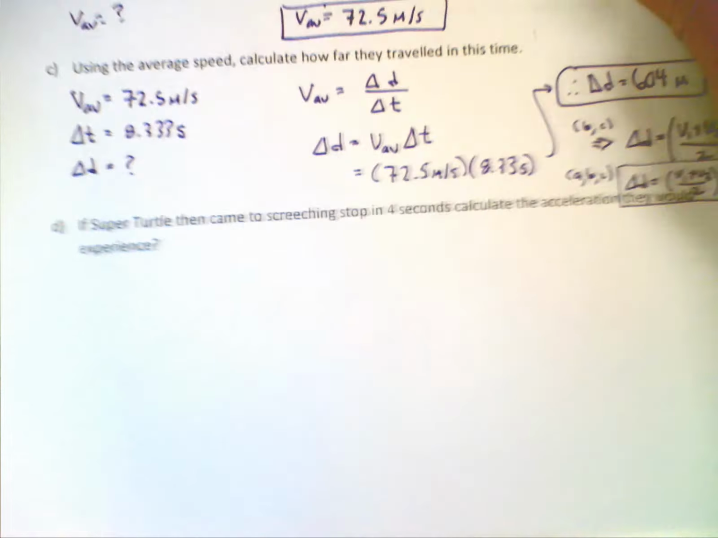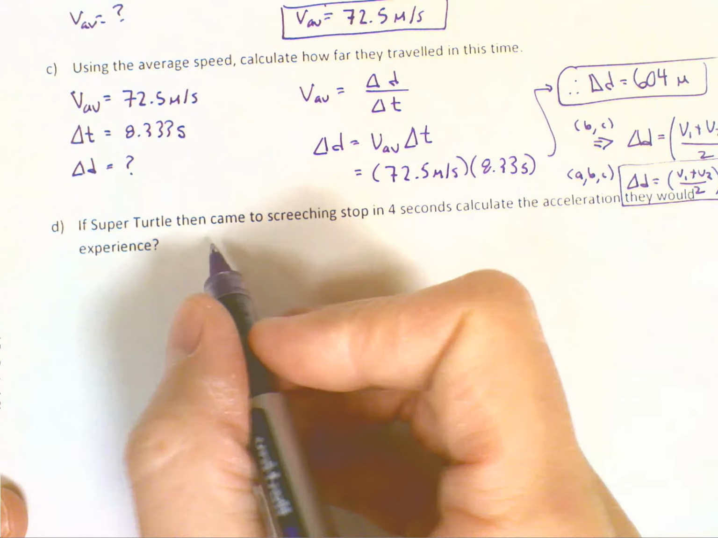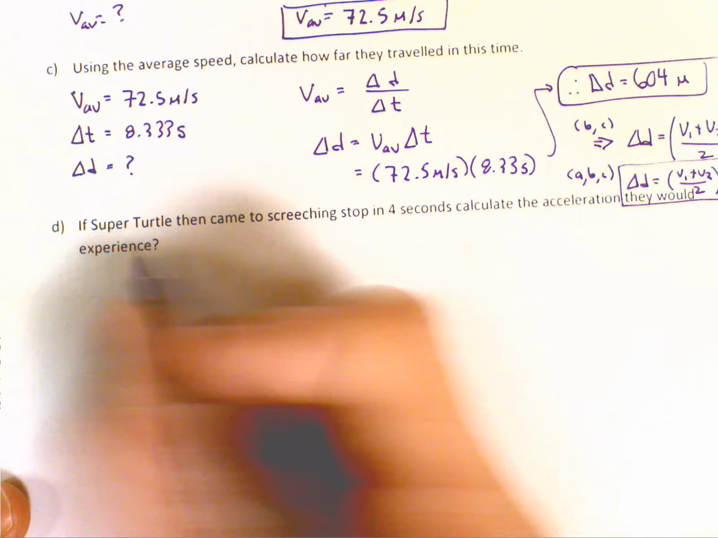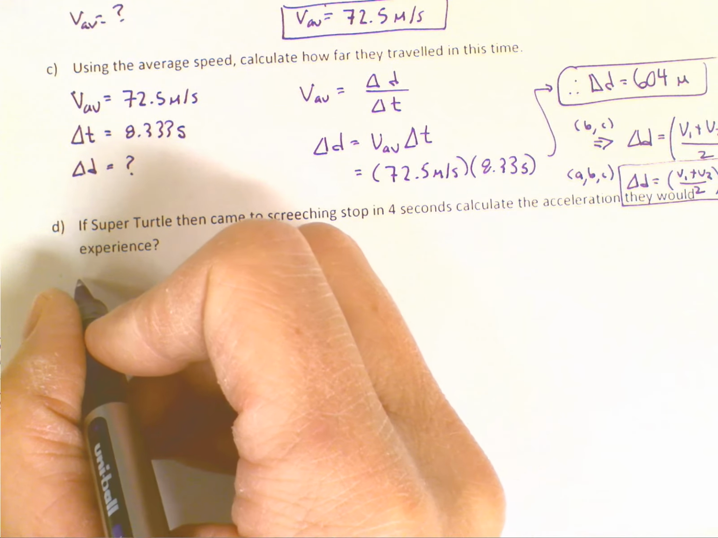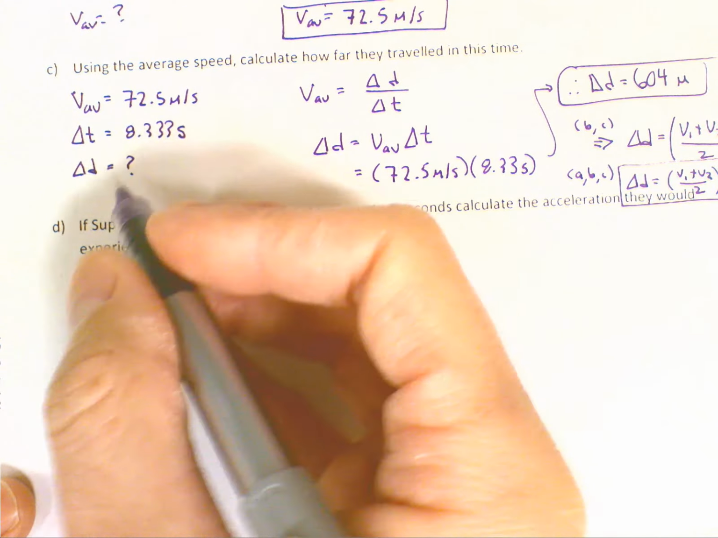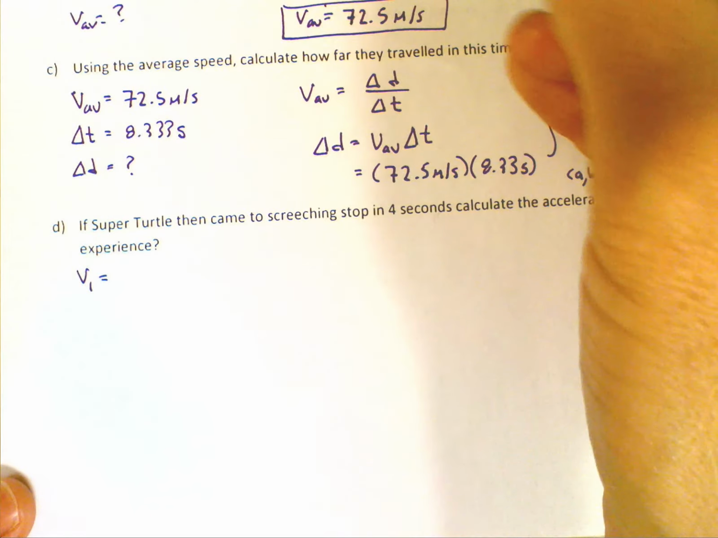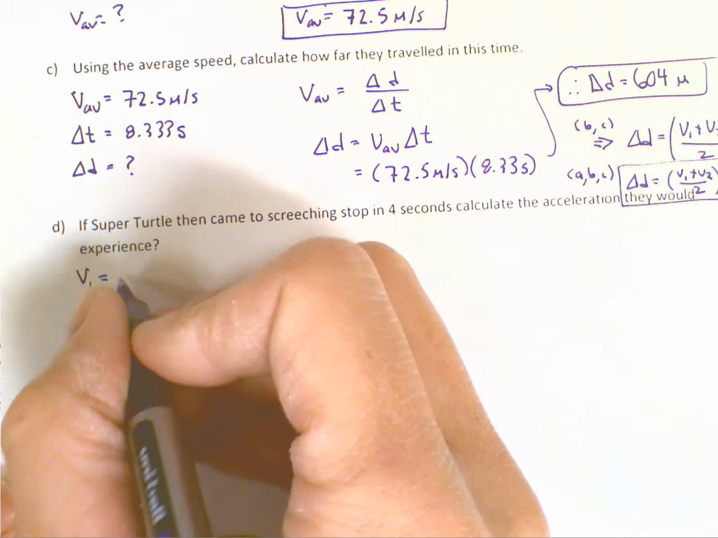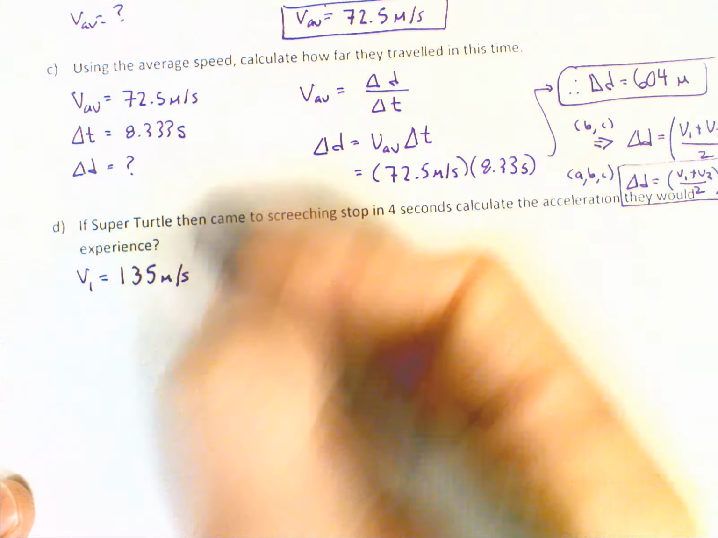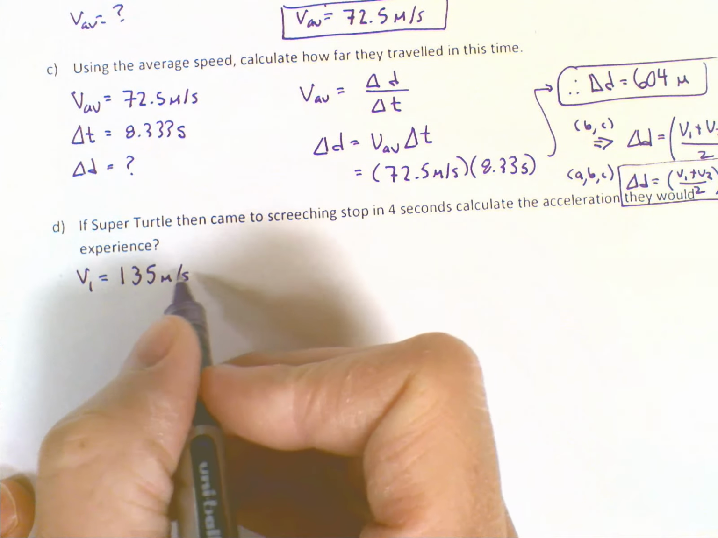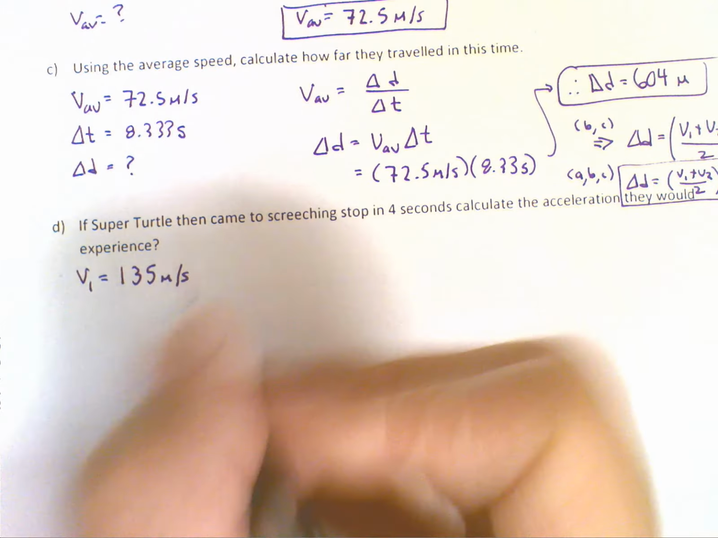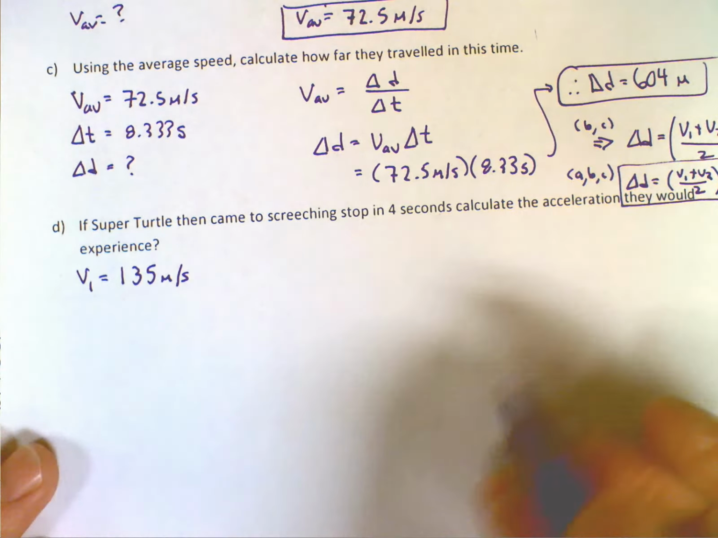Alright, the last part of this question. If Super Turtle then came to a screeching stop in 4 seconds, calculate the acceleration they would experience. Alright, so V1, at this point, Super Turtle is traveling at a final speed of 135 meters per second. Don't make the mistake of putting the average speed here. This is the initial speed V1 for this part of the trip. This is when they're at that maximum speed.